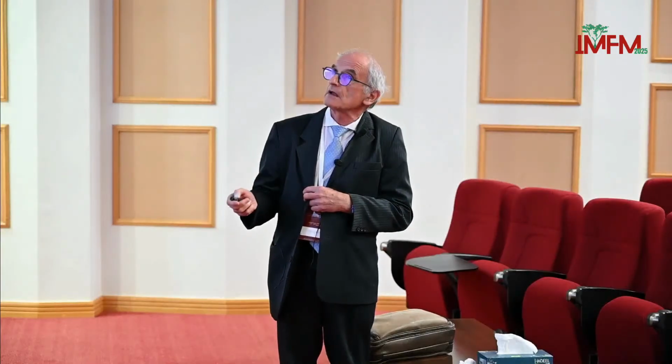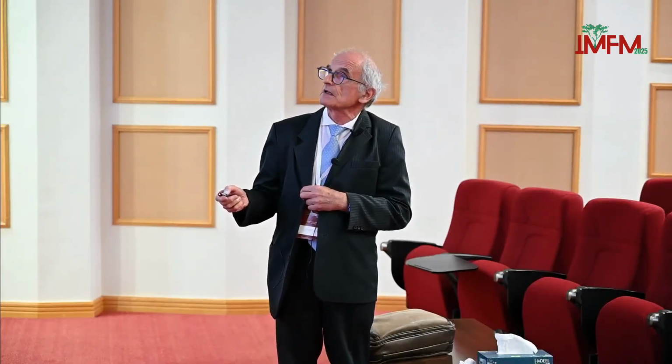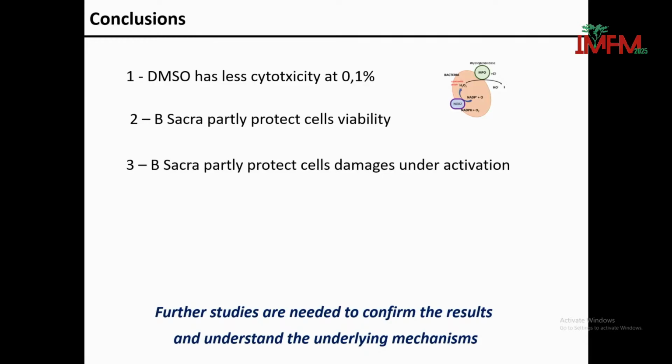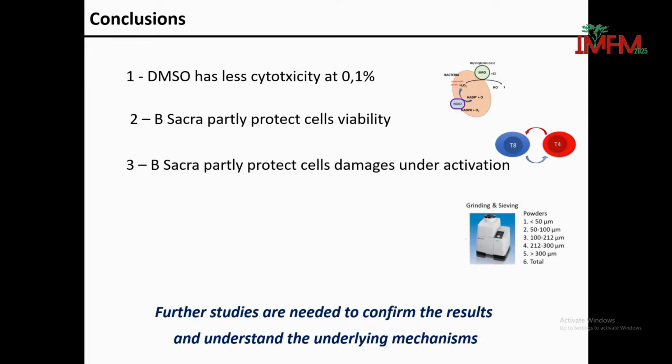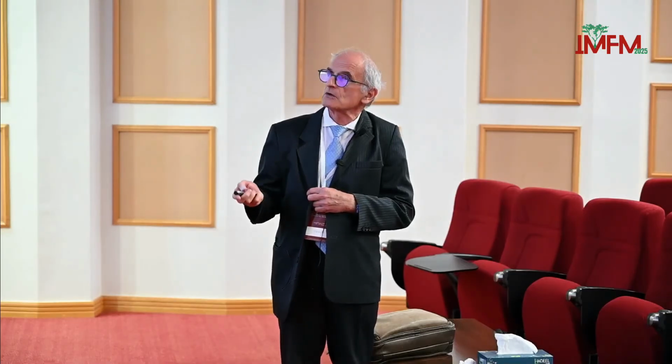The next point is that we also have a protection under activation, on DHR production, of free radicals production, and also on the specific immune response. And we also could conclude that we have differences in the activity of Boswellia sacra according to the different granulometry of the samples we have used.